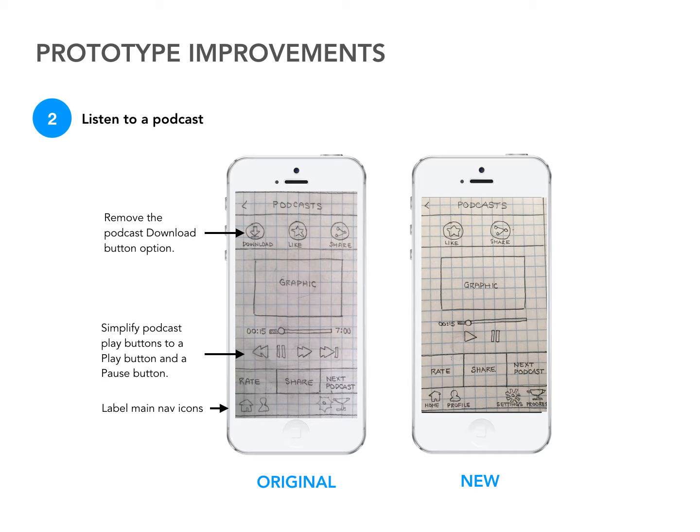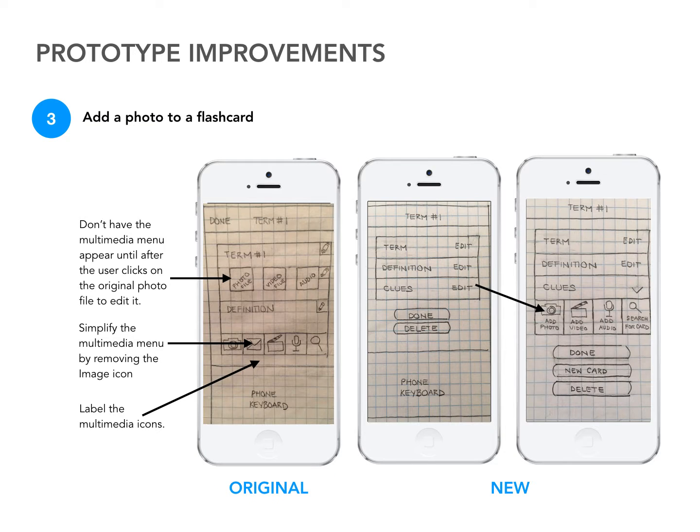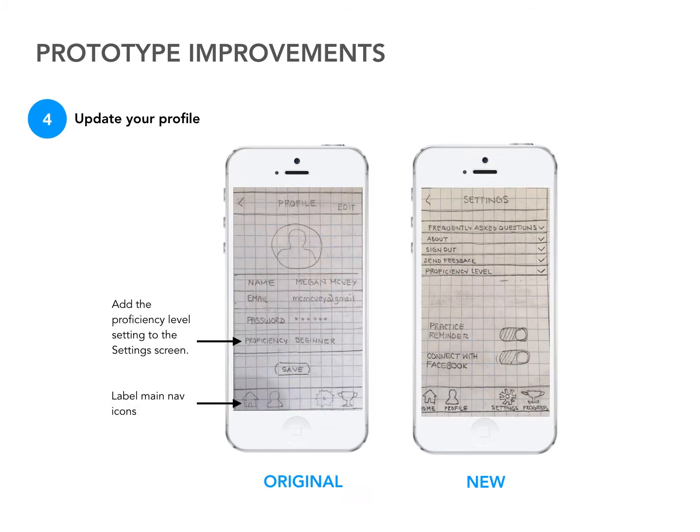Again, the phone on the left is showing the initial prototype, and the photo on the right is showing the new prototype. In this case, it was just a matter of removing buttons and removing confusing icons. Adding to a flashcard, same thing, just really paring down on the graphics and only having things drop down once people had selected them so they weren't overwhelmed with all the information at once.